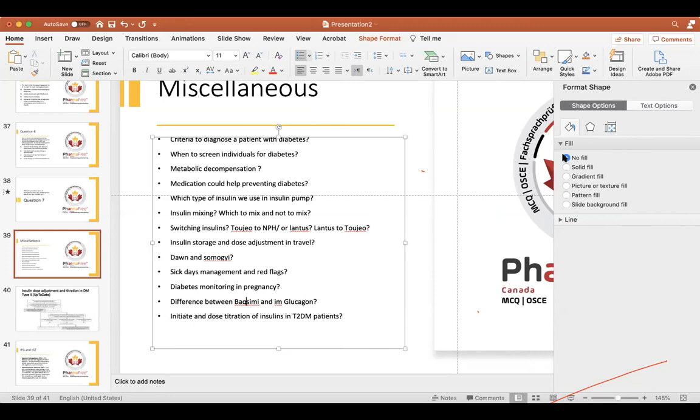So, Doctor, both are for unconscious patients, right? Yes, correct. It's glucagon. Yes, glucagon. That's why it's a spray.